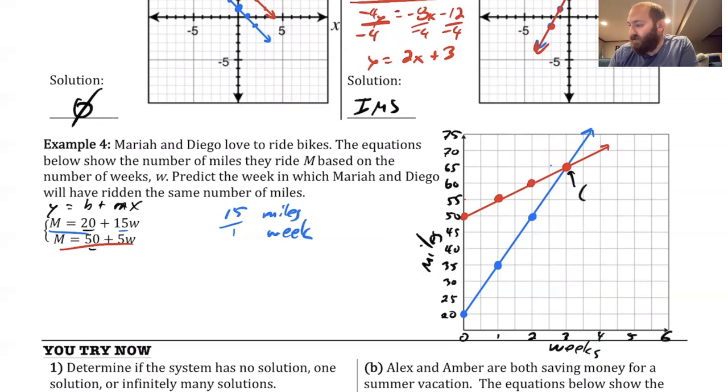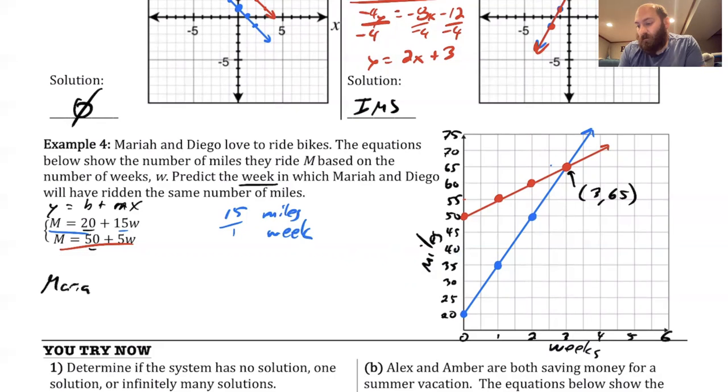The solution is (3, 65). What this means is that it's the point where the two lines cross, but we have to put that into context here. Predict the week in which Maria and Diego will have ridden the same number of miles.